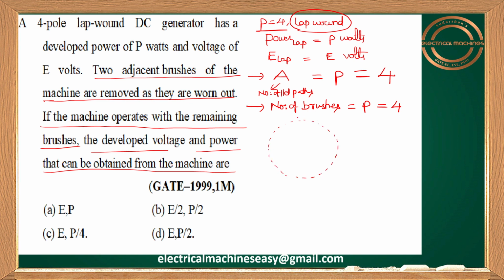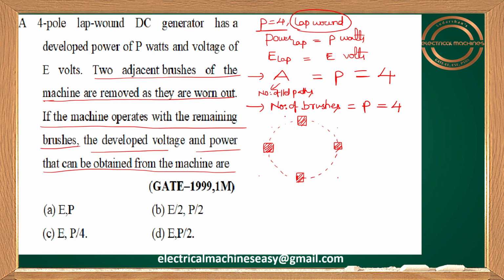Yes, so let me draw here brush 1, brush number 2, 3, and brush number 4. Okay guys. And I think he has not given any number of conductors. Let us assume that 4 conductors are there in each parallel path. These are nothing but the number of parallel paths, 4, that I have taken here: 1, 2, 3, 4.